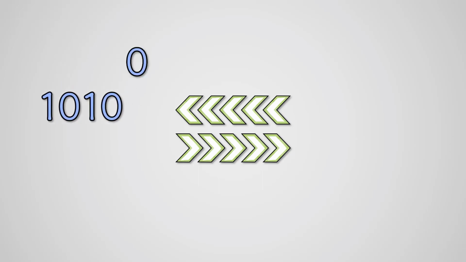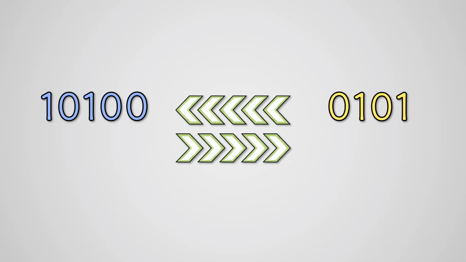So, binary shifting is when you move a binary number to the left or right. When shifting to the left, we add a new 0 onto the right hand side of our binary sequence. When shifting to the right, we add a new 0 to the left hand side of our binary sequence. If you shift to the left, this is the same as multiplying your number by 2. If you shift to the right, this is dividing your number by 2.